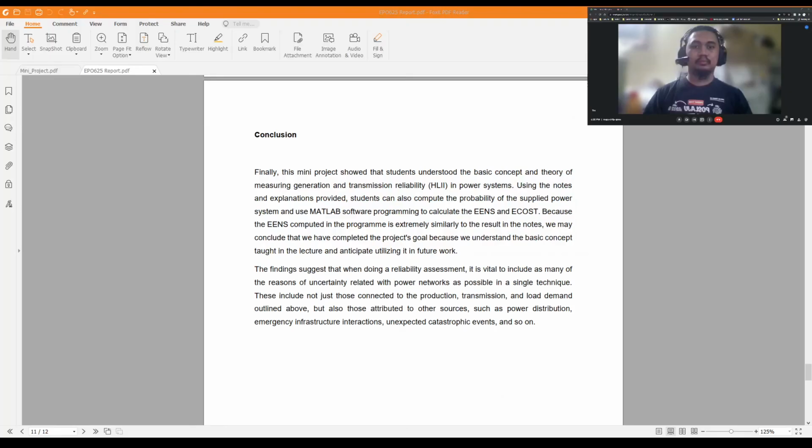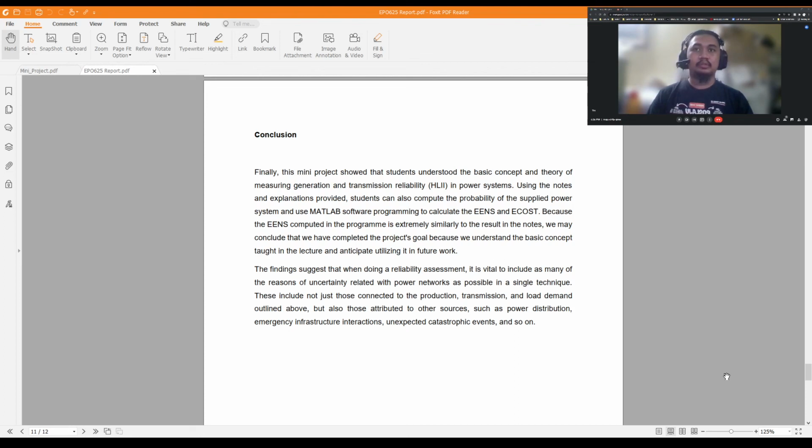Thank you very much. All right, thank you, Ron. So for conclusion, this mini project showed us that we understood the basic concepts and theory of the generation and transmission reliability in power systems. So using the notes and explanations throughout the course, we are able to compute the probability of the supplied power and also use MATLAB to calculate the EENS and the ECOST.